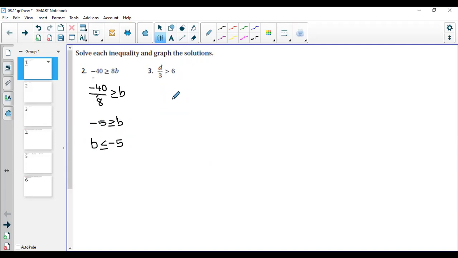The opposite of divide is multiply. So what are we going to do? D is greater than 6 multiplied by 3, which means D is greater than 18. So D can be any number greater than 18. It can be 19, 20, 100, 150, any number, but it should be greater than 18. That's what this inequality means.